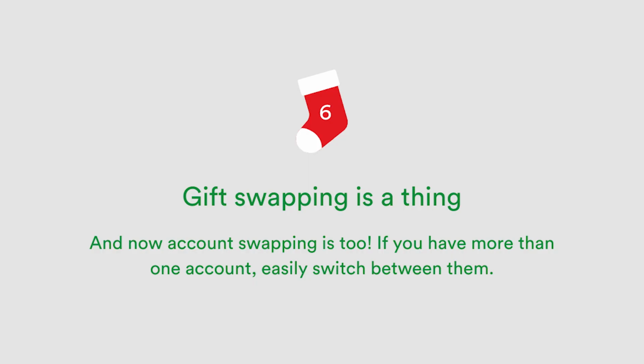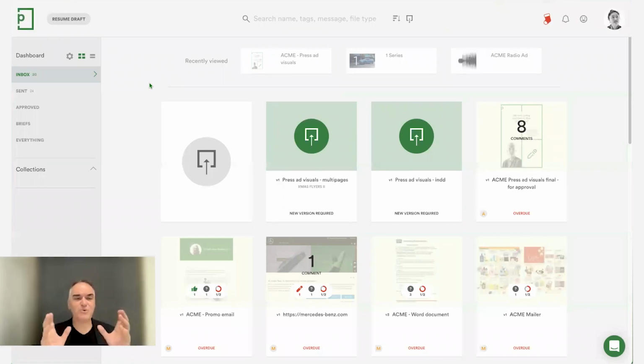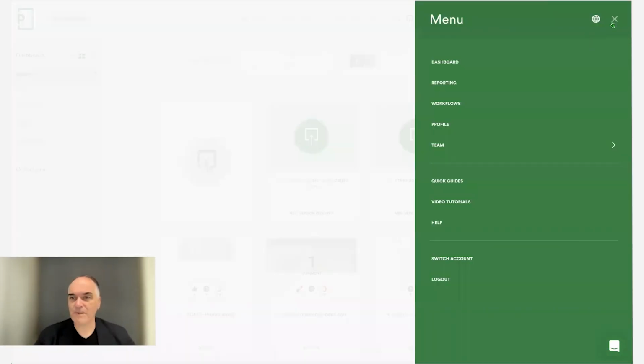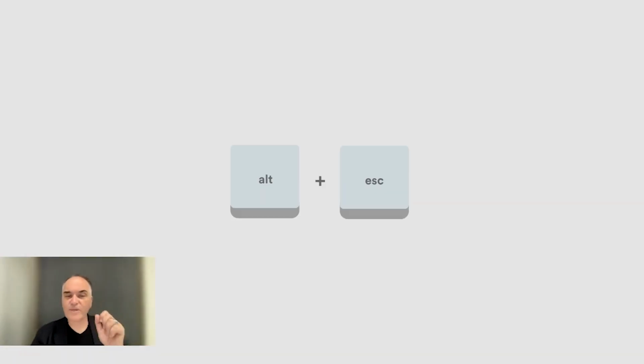Day number 6. Now, if you've got multiple PageProof accounts for whatever reason, and you want to switch quickly between those accounts, you can now do that from your menu at the top of the screen. You can come in to switch accounts, and that will take you to where you're able to switch quickly to another account. There's also a keyboard shortcut.